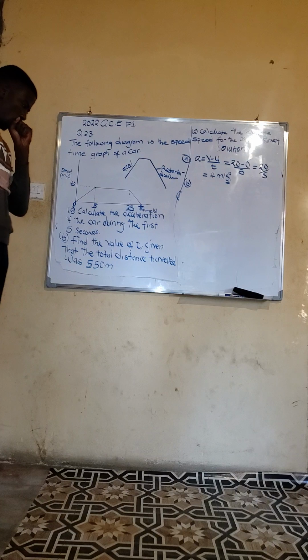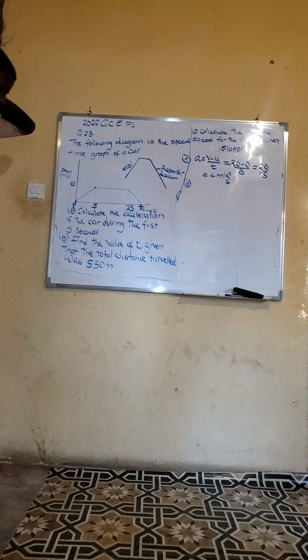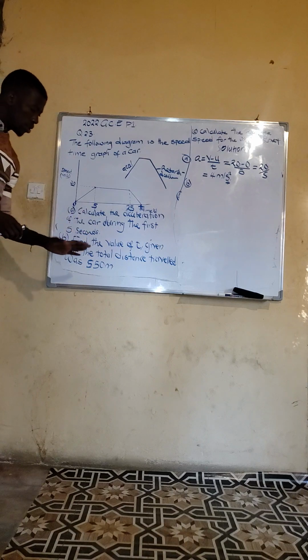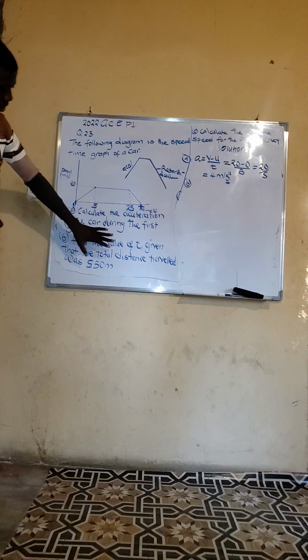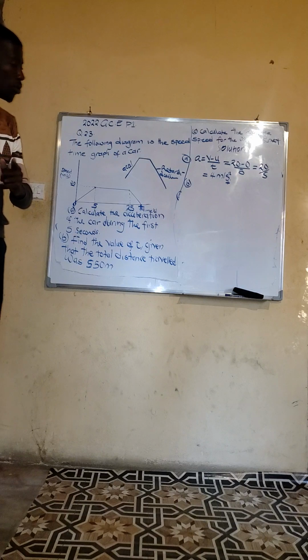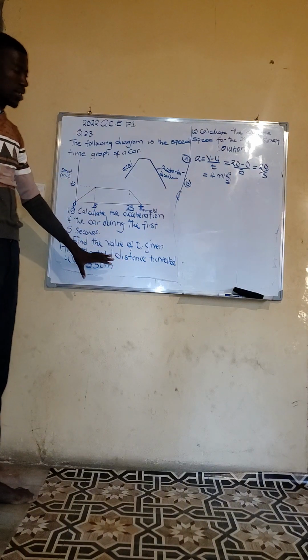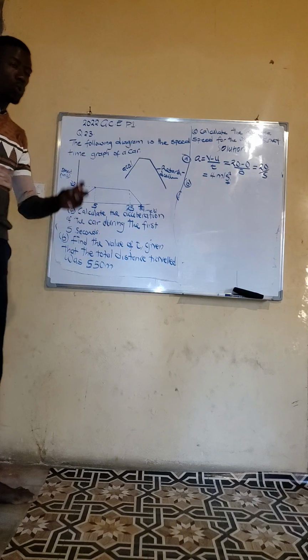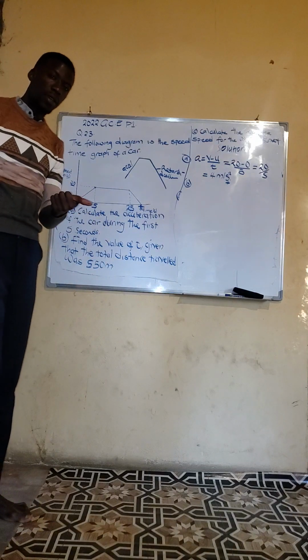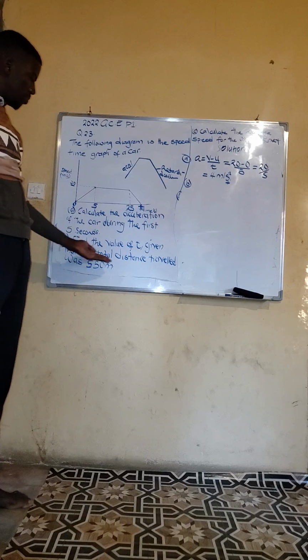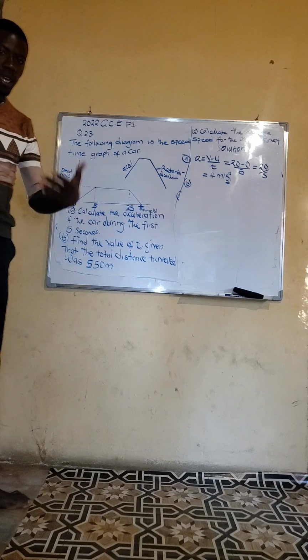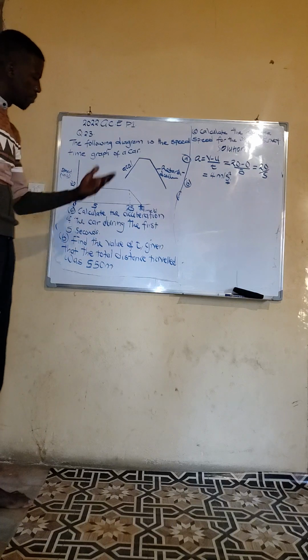Coming to B. This says find the value of t given that the total distance traveled was 550. Before we tackle this part, the first thing you need to know is that whenever you are calculating distance under a speed time graph, you should know the shape. Distance under a speed time graph is all about the area of the shape. What shape is this?